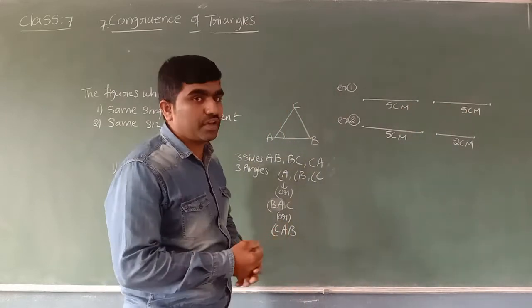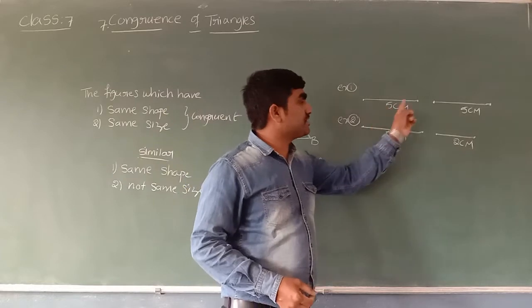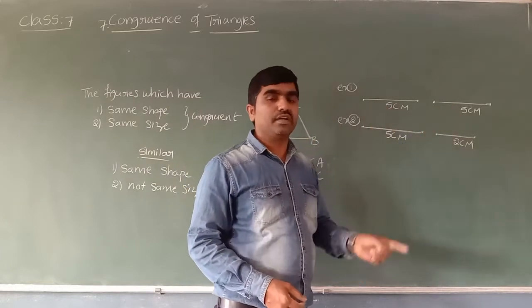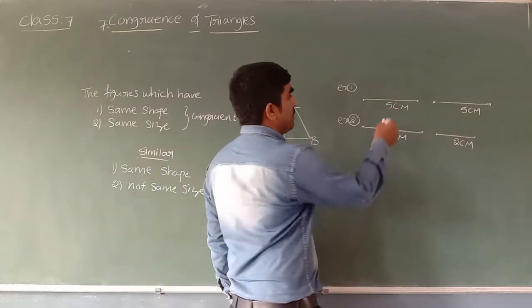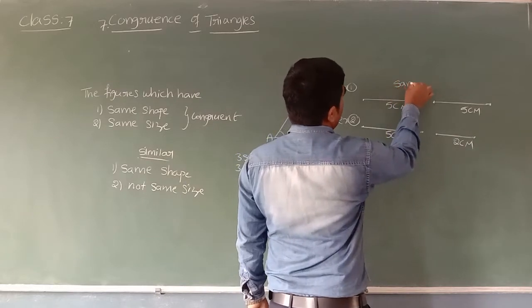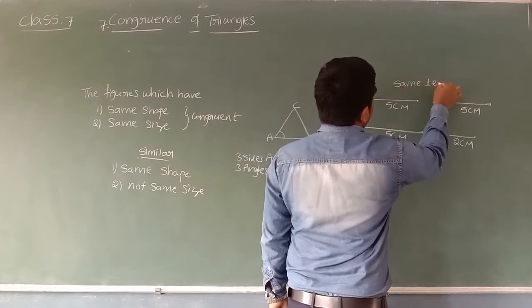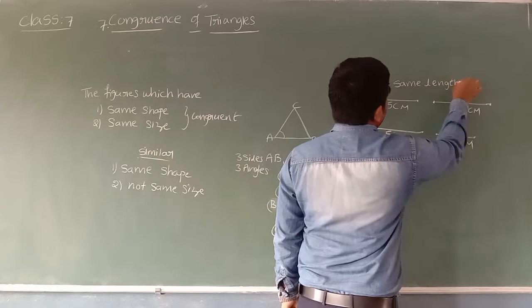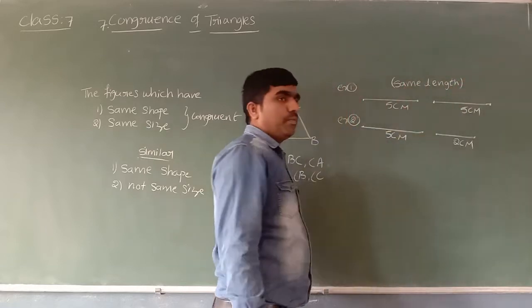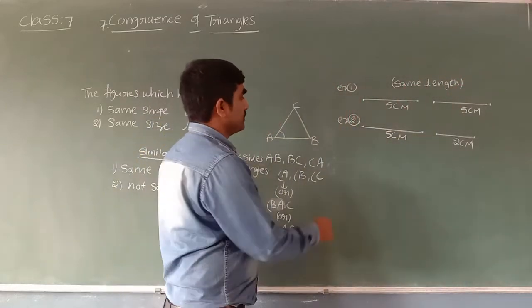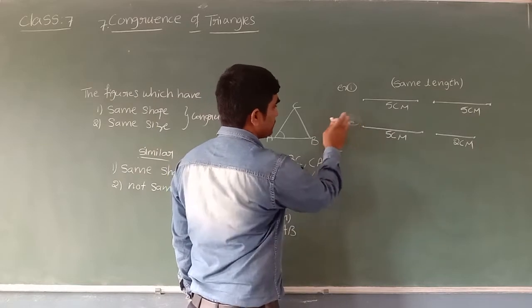Now from this what can we conclude? Two line segments are said to be congruent if they have the same length. Yes, they must have the same length. If two line segments have the same length, then we can say that both are congruent. You can see one more example here.